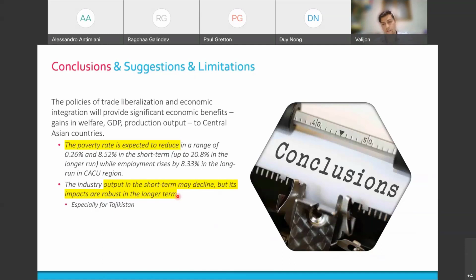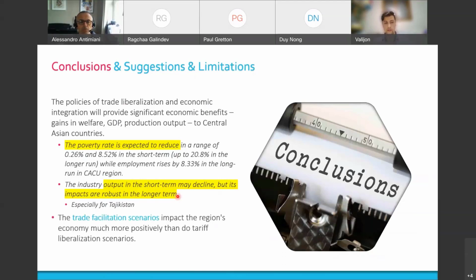So it is suggested that Tajikistan, when under negotiation of the formation of the customs union, take a longer phase-out period in order to lessen the shock to their industry. And then trade facilitation scenarios impact the region's economy much more positively than do the tariff liberalization scenarios.